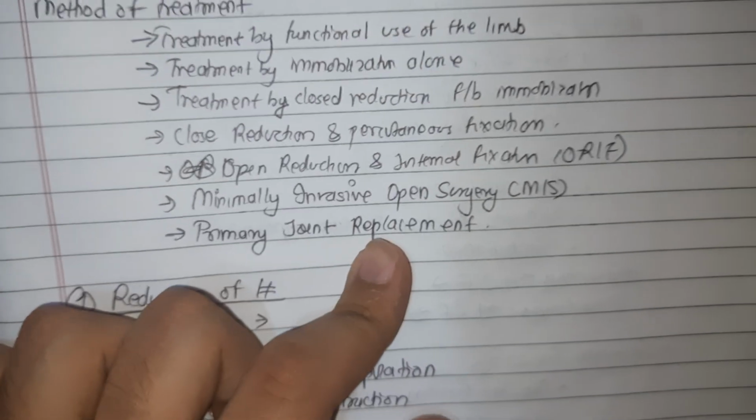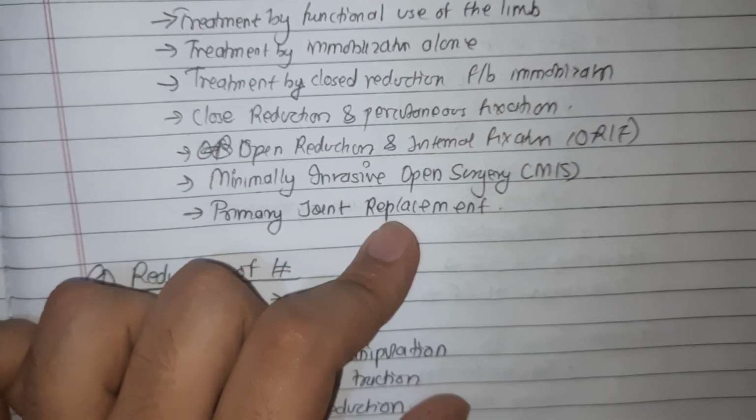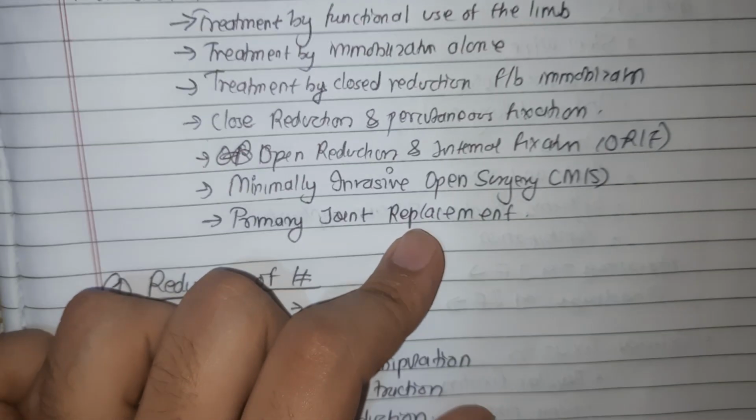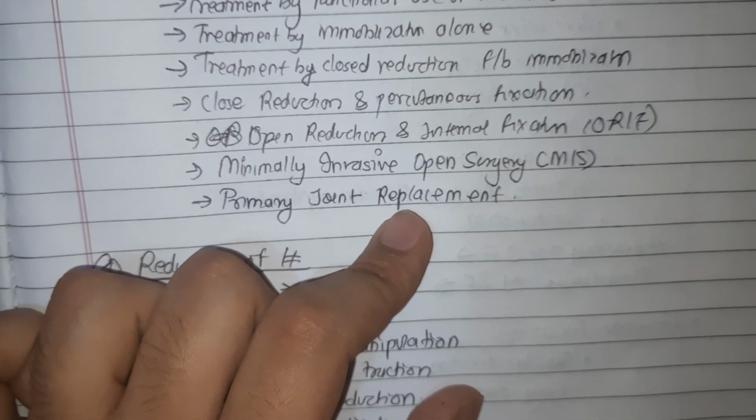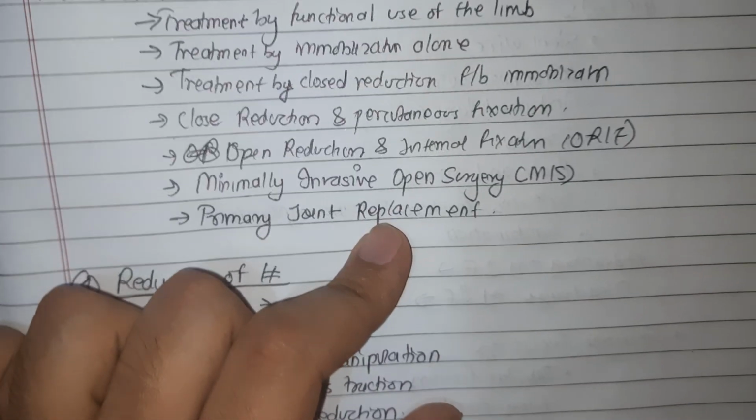And finally we have the primary joint replacement. There are fractures in which the chances of achieving union are very little, and hence the broken part of the bone is replaced with an artificial part, a prosthesis, and this is commonly used for hip fracture and shoulder fracture.